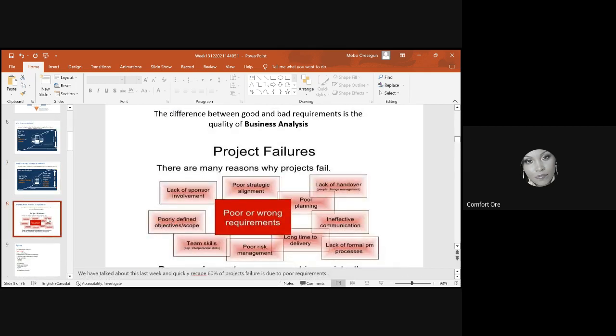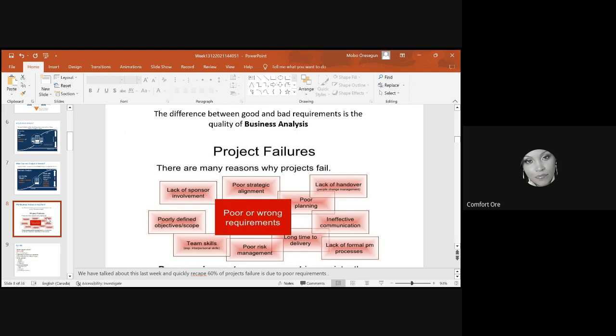So in the process of doing your job as a business analyst, like I said, you need to understand what the problem is. You need to define what the issues are. So first off, you're defining your current states.